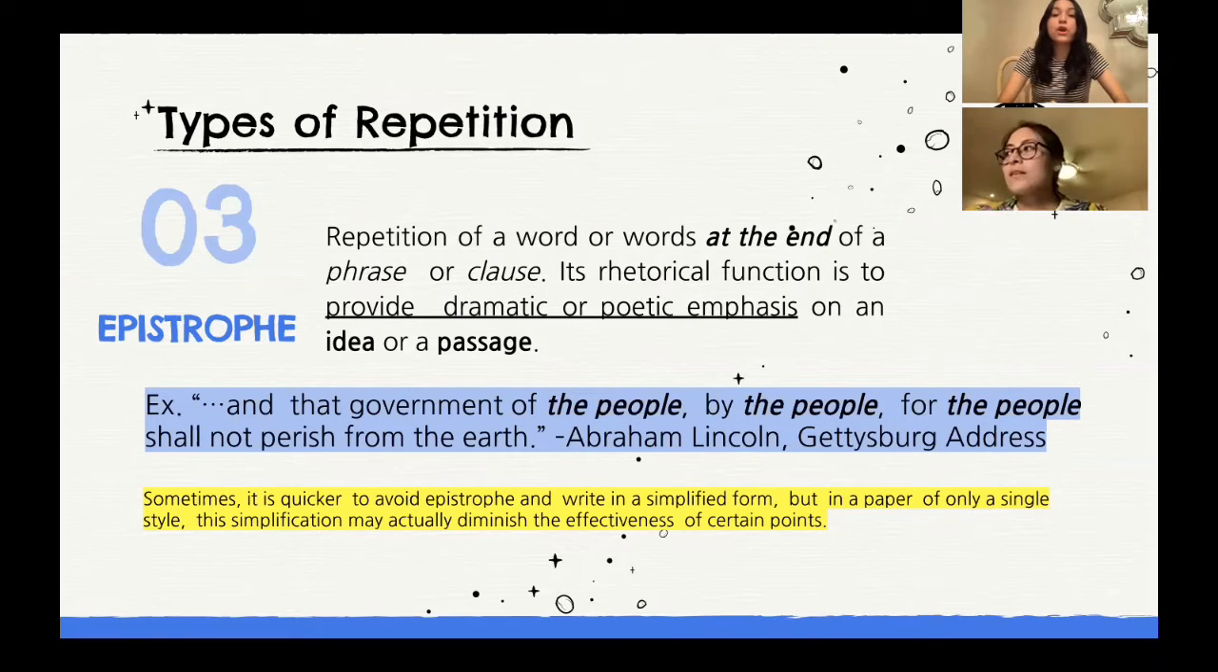And the last type of repetition is epistrophe. This repetition, we're going to find at the end of the phrase or clause. And it gives a rhetorical function, providing a dramatic or poetic emphasis. In this case, we have the example of Abraham Lincoln's speech where he repeats the phrase, the people. And sometimes it's quicker to avoid this type of repetition and write it in a simplified form.